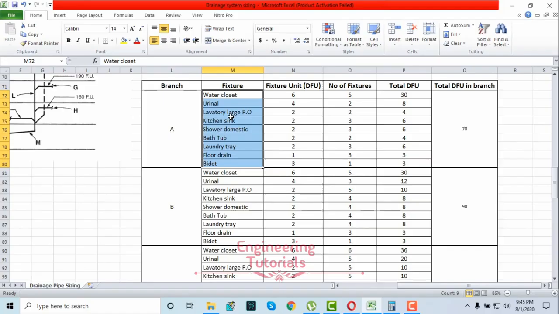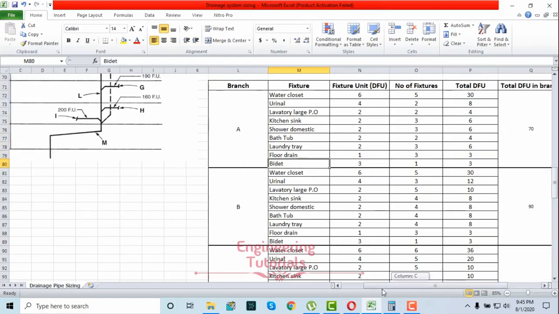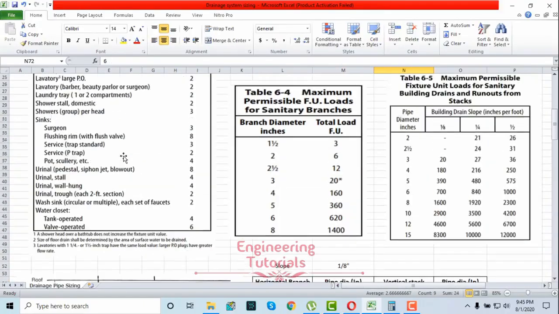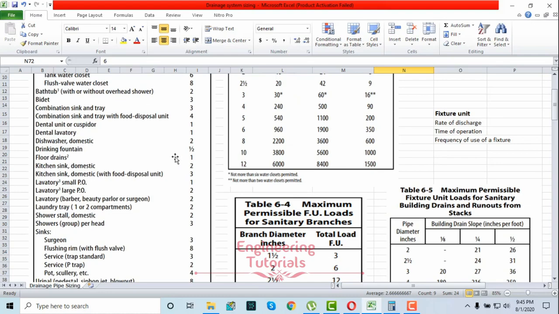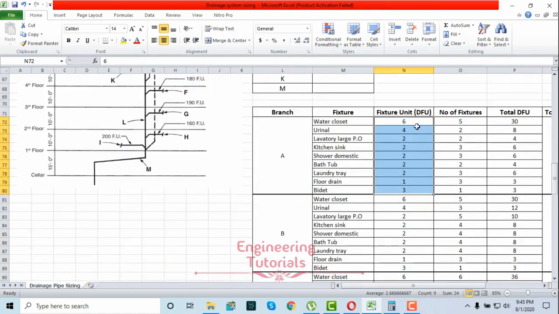So for example, branch A, we have water closet, urinal, lavatory, kitchen sink, shower, domestic, bathtub, laundry, floor drain, and bidet. So according to that, we have written the fixture unit value from the table 6.2. So this is the table of fixture unit per fixture or group. From this we have taken the value and we have given it over here.